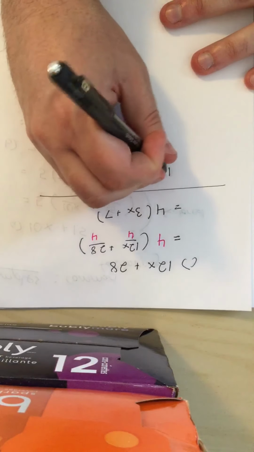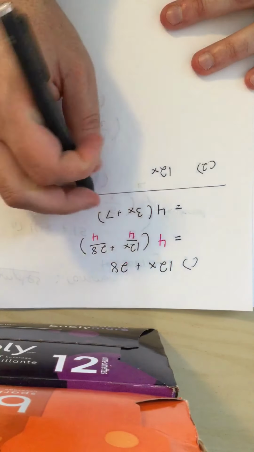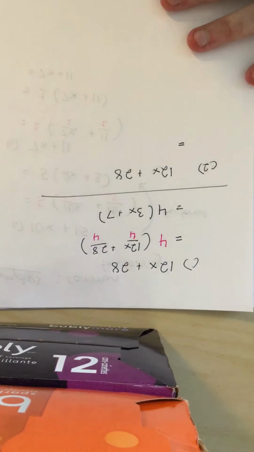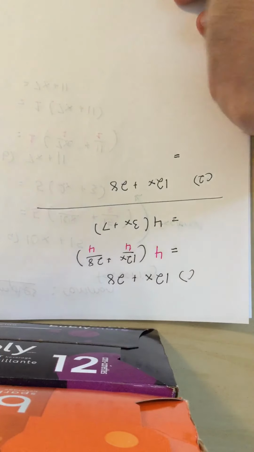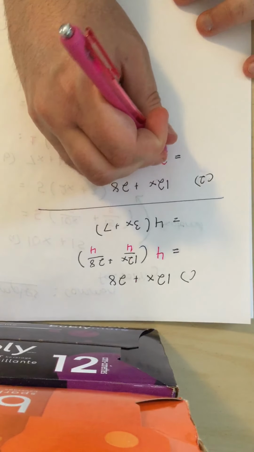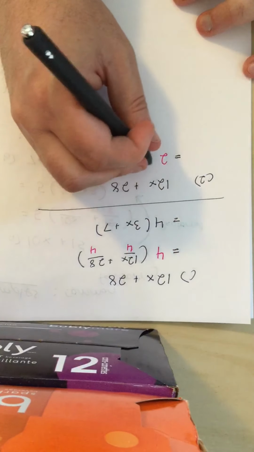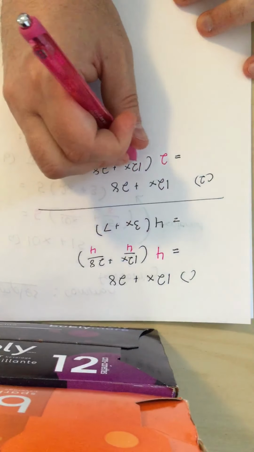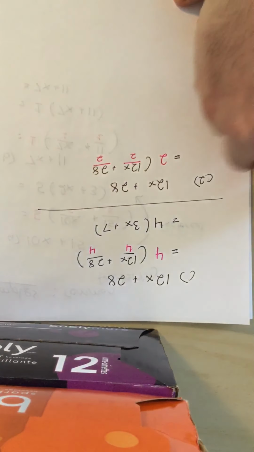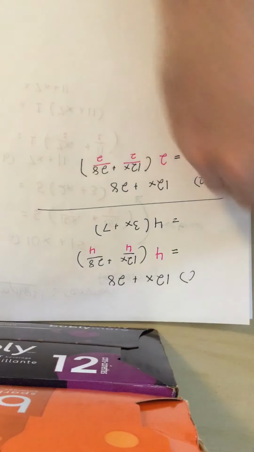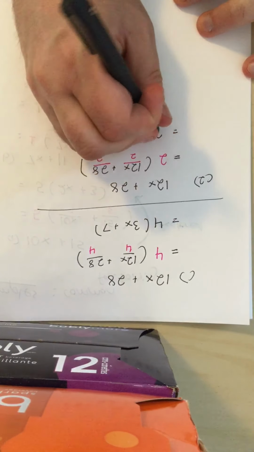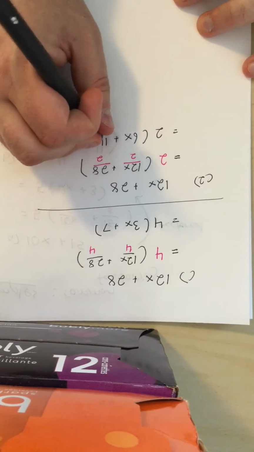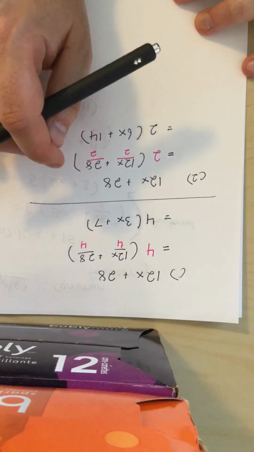Now, let's say we're going to do the exact same one, 12x plus 28. But let's say instead of pulling out the greatest common factor, I just pulled out something that was a common factor. So another common factor of 12 and 28 would be 2. So I pull out the 2 and divide each thing by 2. And we're going to get 2 times 12 divided by 2 is 6x, 28 divided by 2 is 14. And we got a different answer.